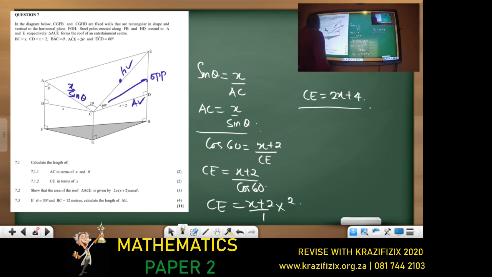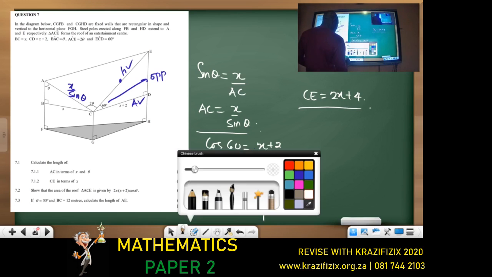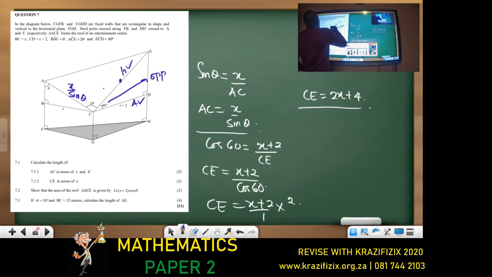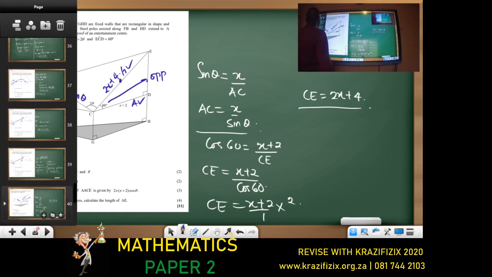Now, show that the area of the roof ACE is given. Let me write this here. So when I clone this page, this is 2x plus 4. Show that the area of the roof can be written. Okay, let's go work that out.